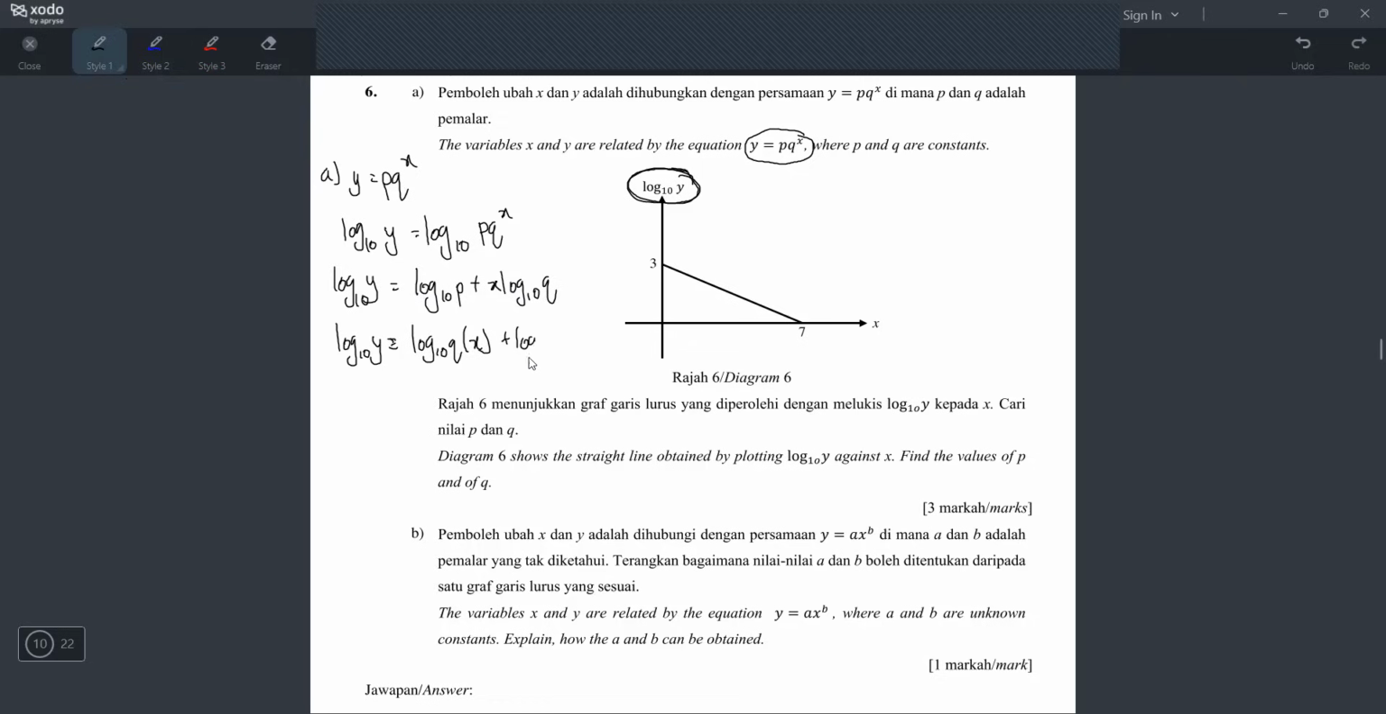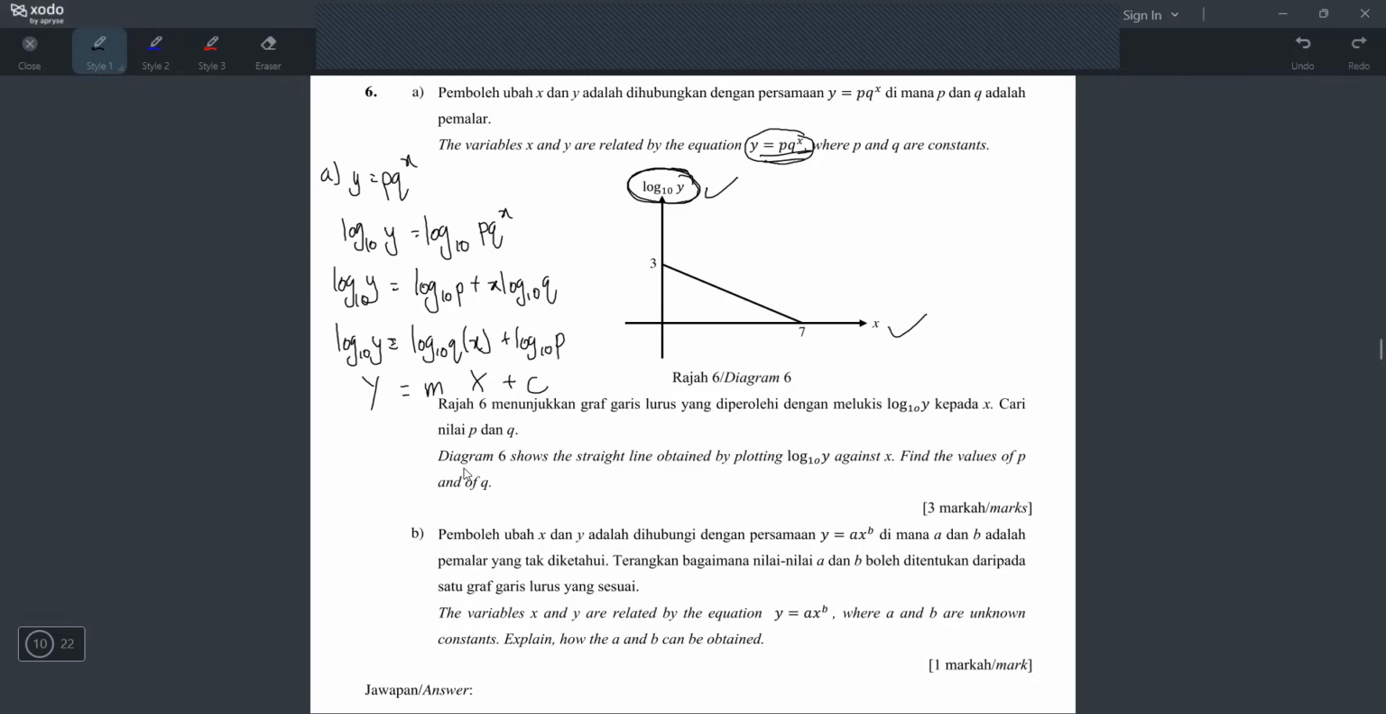And then only I'll write the log 10p. Now only you can write big Y equals to m big X plus c, right? It means your y-axis is log y, your x-axis is x. And then it means your gradient is your log q, and then your y-intercept c is the log p, right? Like that. The question never asked me to do it, right? I just do it myself whenever I do equation, right?